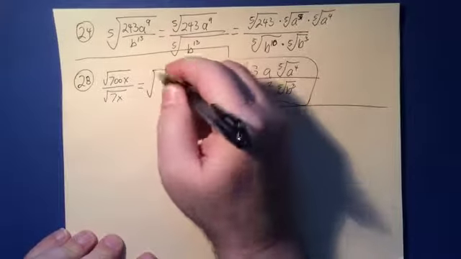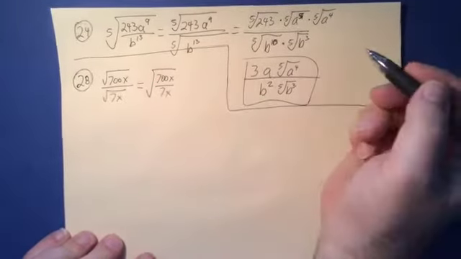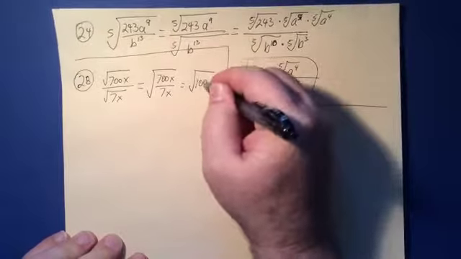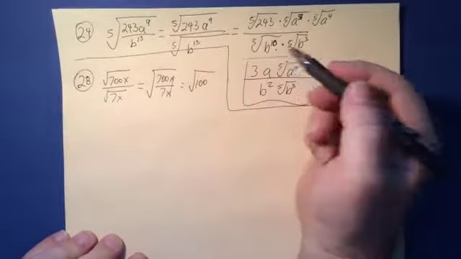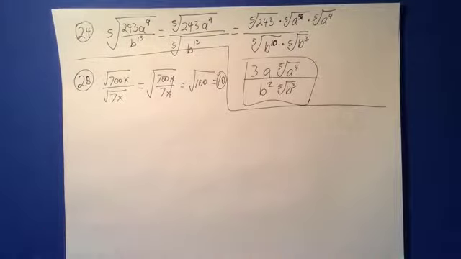So if I put this under one radical, I'm going to get 700x divided by 7x. Well, 700 divided by 7, that's going to equal 100. And x divided by x, that will reduce. And as we know, the square root of 100 is equal to 10. So by using this technique, we kind of get a shortcut to be able to get to an answer much faster that would have been difficult to do without.